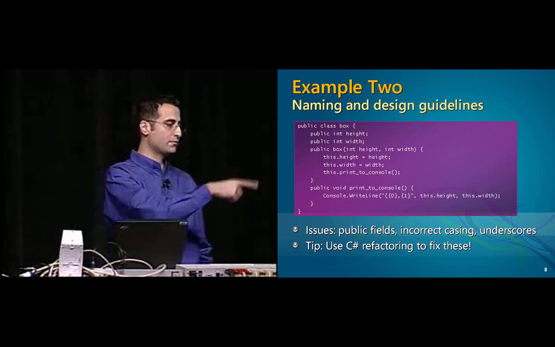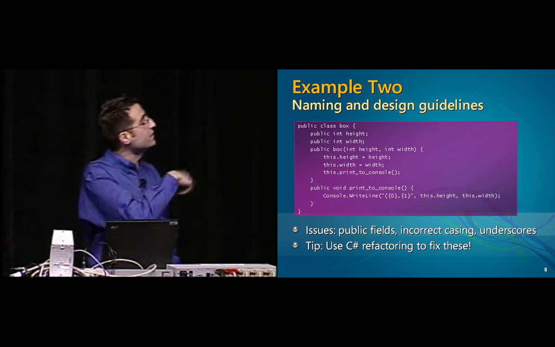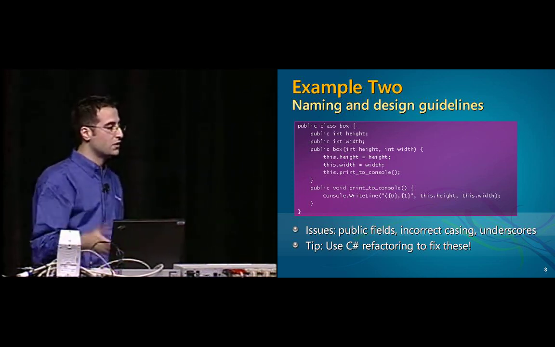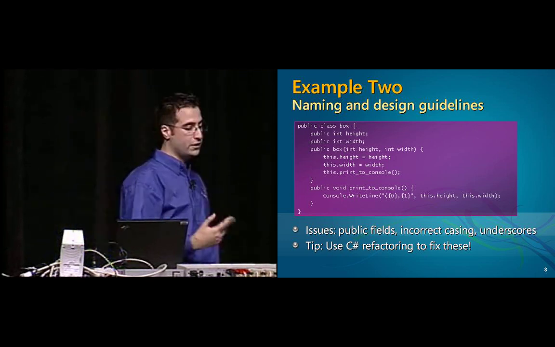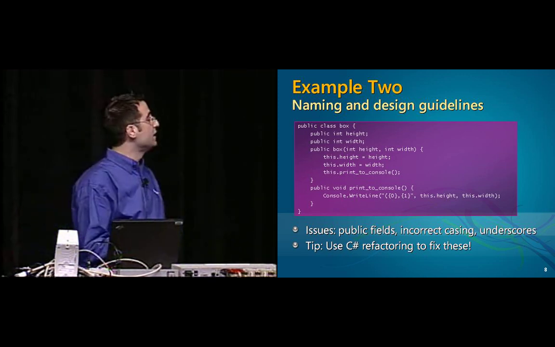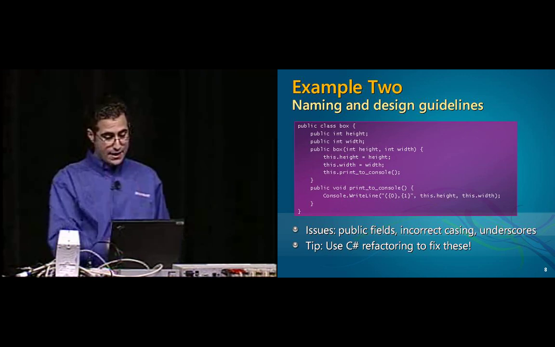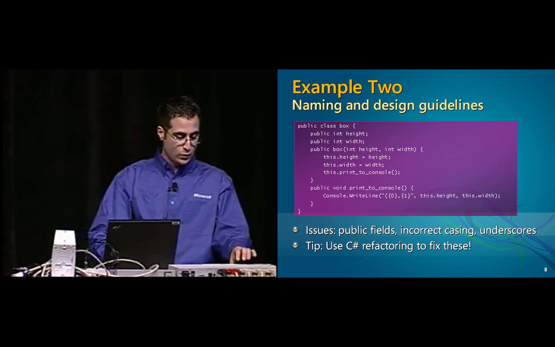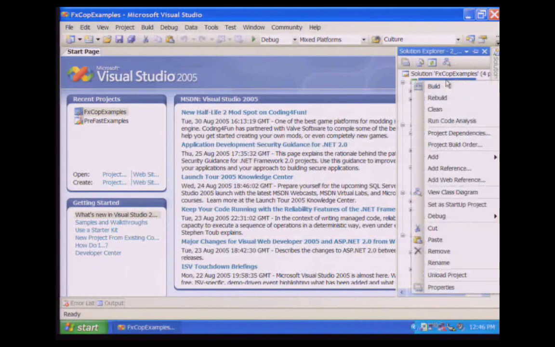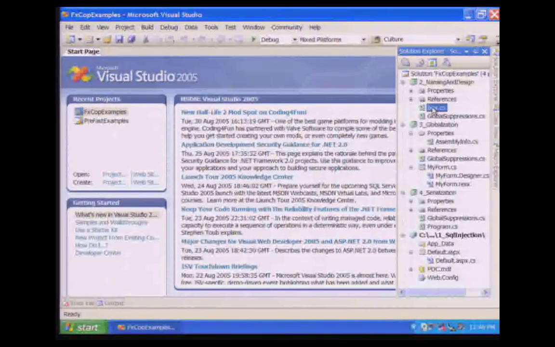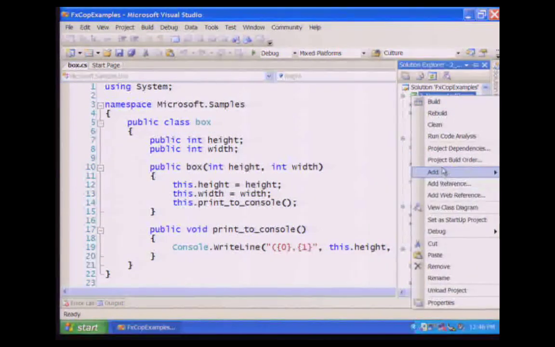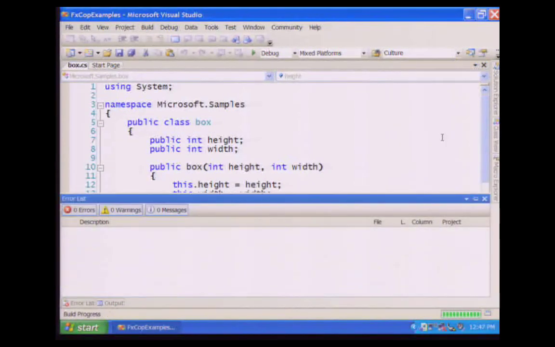The casing is incorrect. The class name should be uppercase. The field names should be properties and then uppercased, and there shouldn't be any underscores. The same thing with the public method there. In addition to not needing underscores, it should be cased with a capital P. Now, we can go ahead and run the analysis on this. If we just grab this box class that I showed you on the slide, grab it up in Visual Studio, and go ahead and run code analysis on that project.